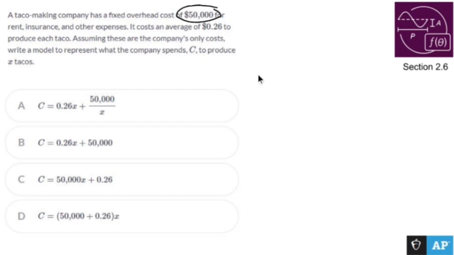All right. Well, if you have $50,000, and you want costs, C is cost, you're going to start out with $50,000. However, it also costs 26 cents to produce each taco. So plus 26 cents per taco. I'll call that letter x: x tacos.